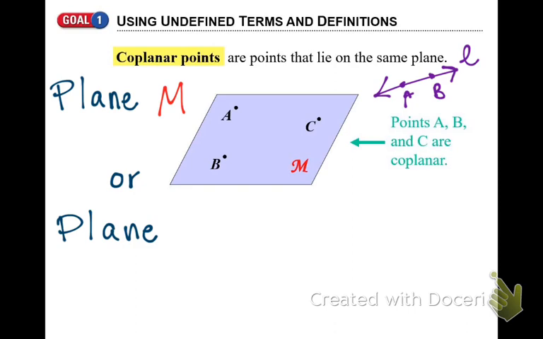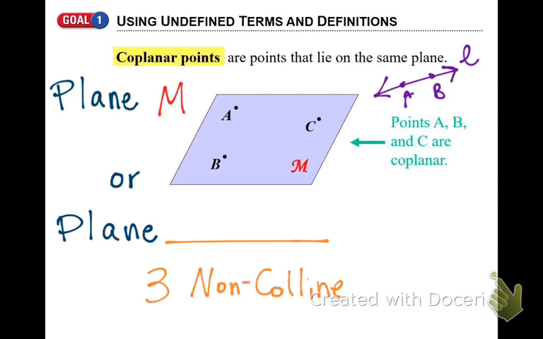And then you have a second option. You can say plane and then use 3 non-collinear points. Mrs. Marshall, what in the world are we talking about here? What did collinear mean? Together on what? On the same line. So non-collinear means not on the same line. So you want 3 points that are not on the same line.